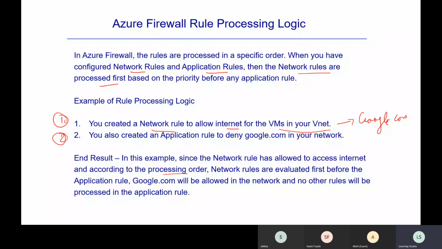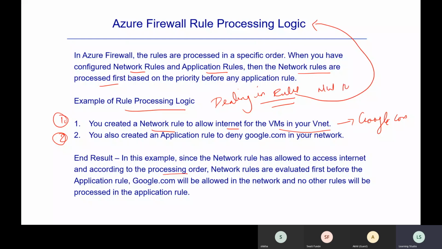Because network rules are evaluated first before your application rules are evaluated. So this is one of the examples of rule processing. Whenever you're dealing with different rules in Azure Firewall, you have to consider this rule processing logic, that network rules are evaluated first, and then your application rules are evaluated. I have a couple of examples as well, which we will see in our demo. Any questions here, guys, on the rule processing logic?